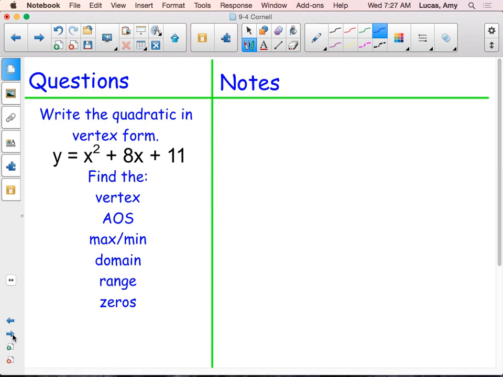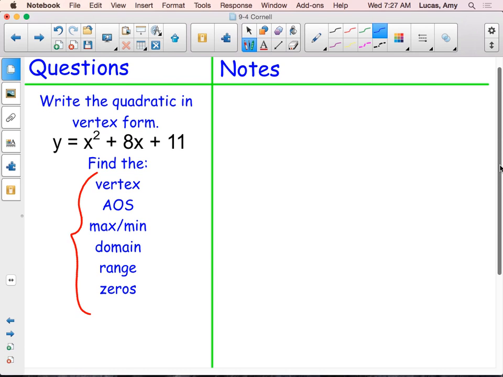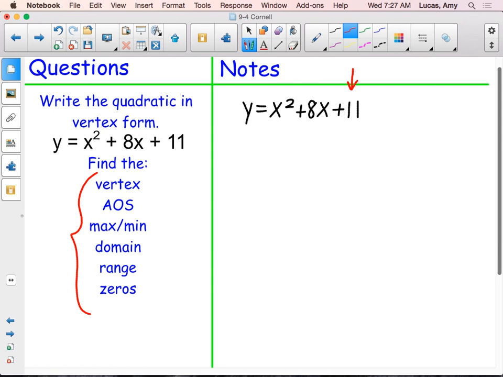Okay, we're going to write the quadratic in vertex form, and then we're going to find all of these characteristics of our graph. For the bottom one, the zeros, we are going to use a graphing calculator instead of graphing by hand. So to write this in vertex form, we are going to complete the square. So completing the square means we need our trinomial to be a perfect square trinomial. I know that it's not a perfect square right now because the number 11 is not a square. It's not a perfect square.